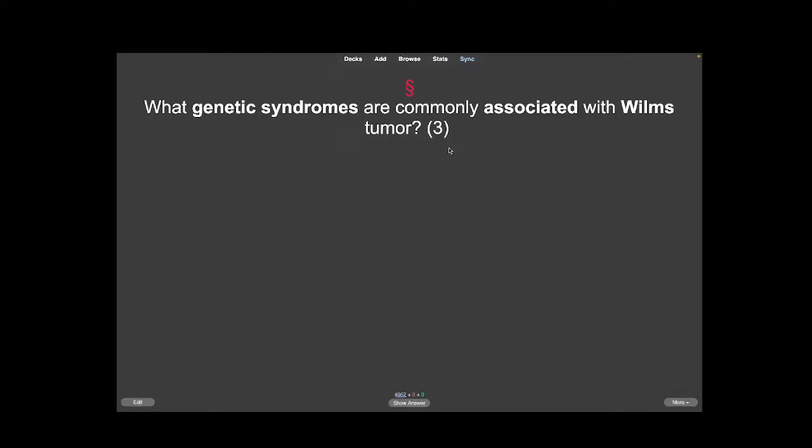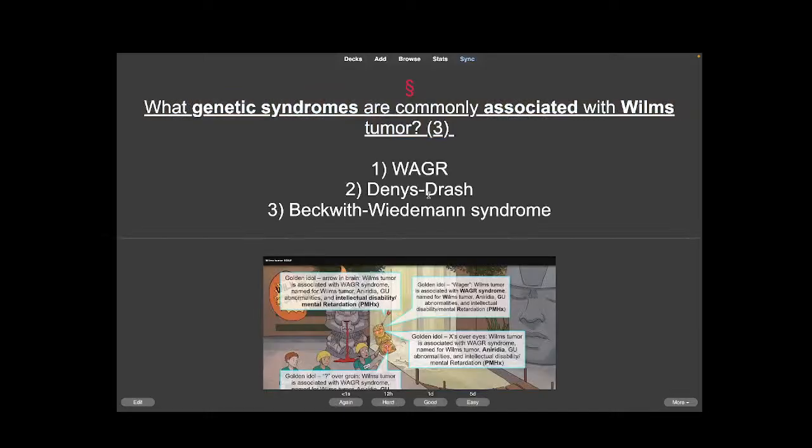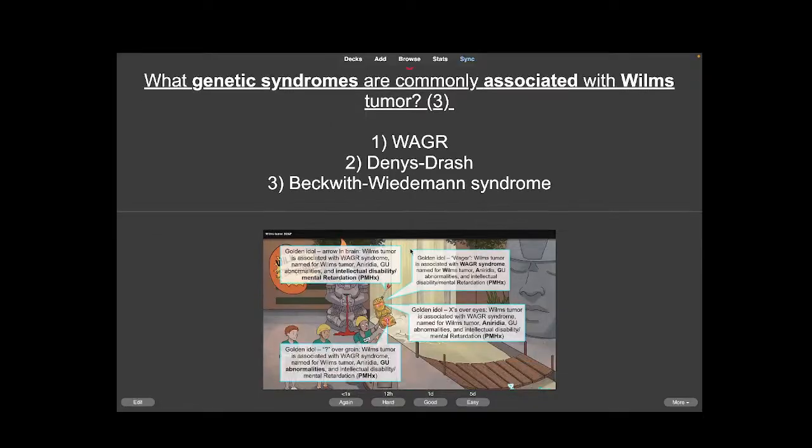The Wilms tumor. WAGR syndrome, Denys-Drash, Beckwith-Wiedemann syndrome. So you have WAGR, Denys-Drash, Beckwith-Wiedemann syndrome.